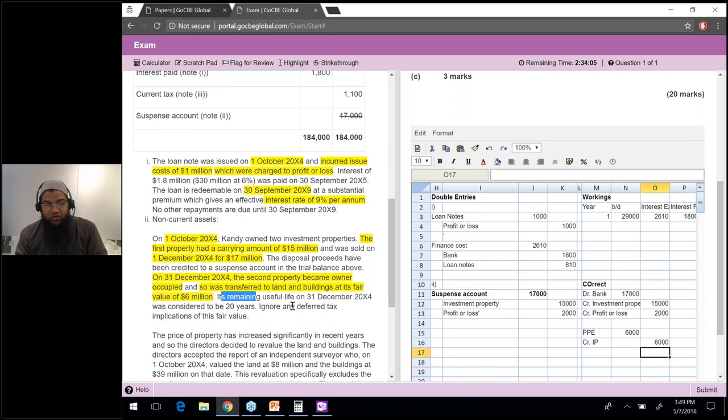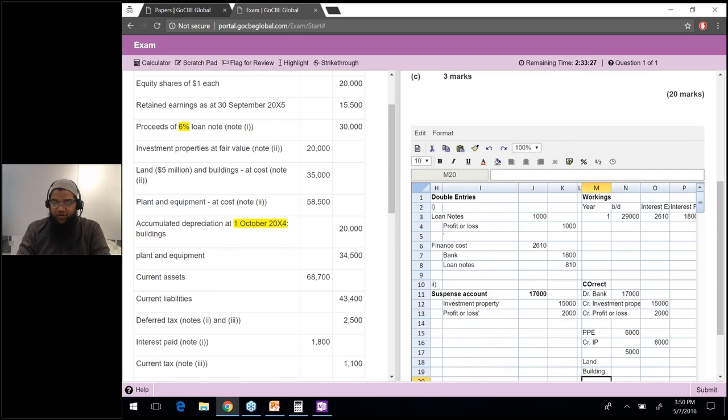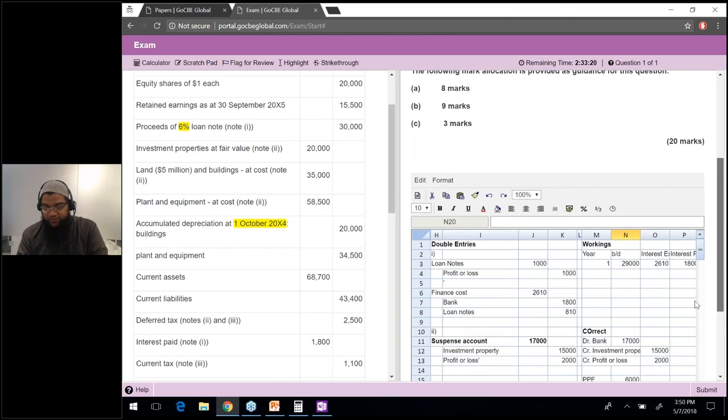Its remaining useful life on 31st December 2004 was considered to be 20 years. So now we need to depreciate the property over 20 years. Ignore any deferred tax implication on this fair value. So what the question actually wants us to do: if I go upwards, the land and building had a cost of $35,000. Out of this cost of $35,000, we have the land element of $5,000 and a building element of the remaining $30,000. So this will give us the total of $35,000.